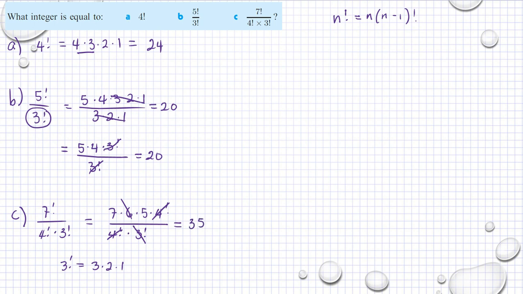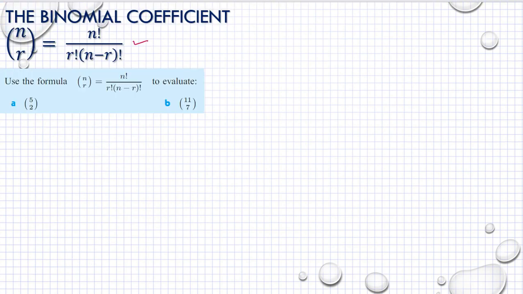So I hope you learned something once again about factorial notation. And in my next video, like what I said, this is a prerequisite for the binomial coefficient. Then I will be discussing that in my next video.